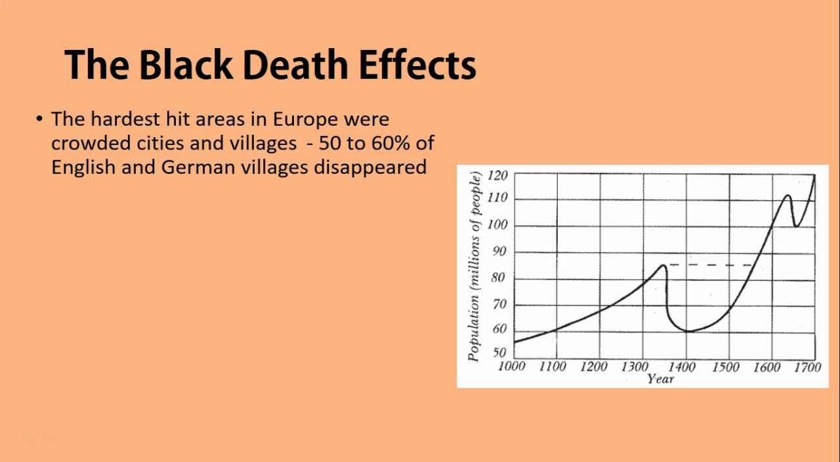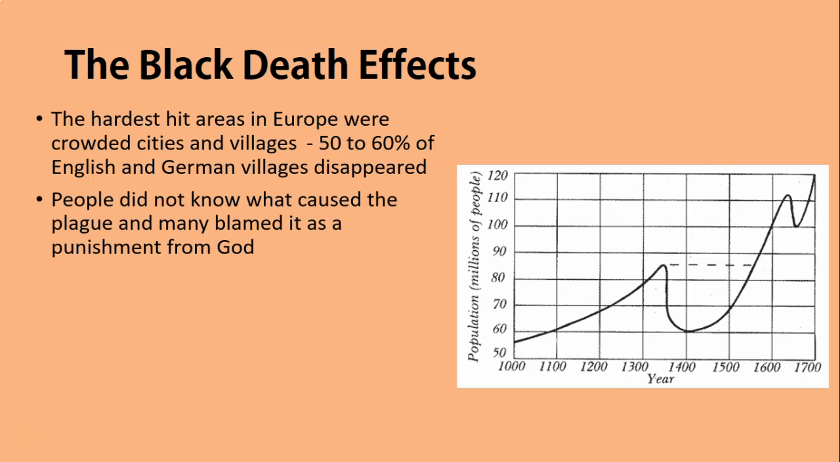And so we're going to see that 50 to 60% of English and specifically German villages are just going to disappear off the map, which is insane to think about. Again, think about if 50 to 60% of, let's just say, Indiana towns just disappeared, right? That's what it would be like.